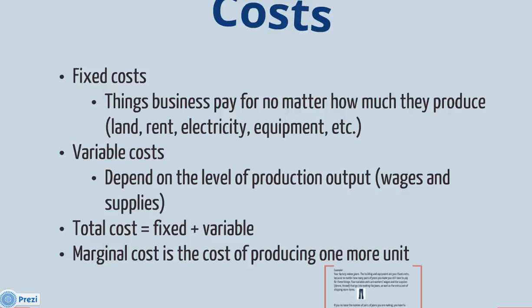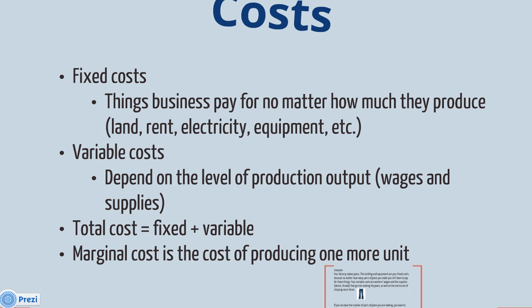And then you also have your variable costs, which really depend on the level of production output, such as wages for your workers, which depends on how many workers you have, and supplies that you need. If you increase production, you need to pay for more supplies. To get to your total cost, you add together your fixed and your variable costs. And then connected to that, we have the marginal cost, which is the cost of producing one more unit of a good or service.